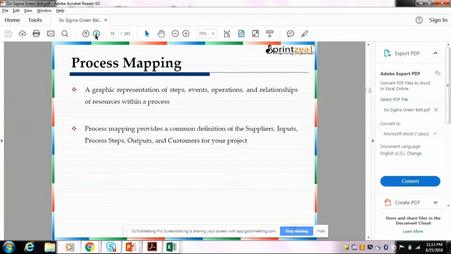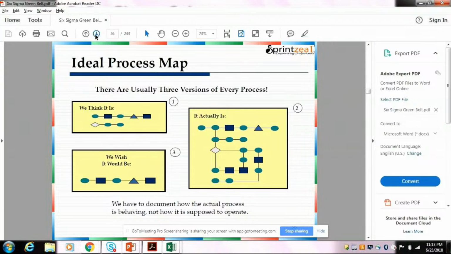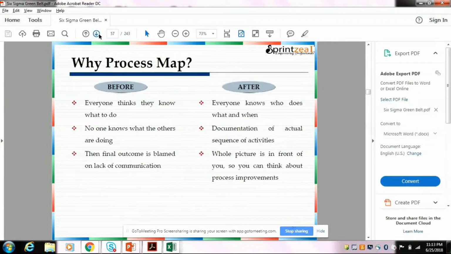So in the measure phase, the process maps are a bit detailed, just an expansion of the slide that we saw earlier. At number 1, what we think the process is. Number 2, what it actually is. It's far bigger than what we think it is. And what we wish it would be, number 3, would be very simple and very easy to interpret. Right? This is the ideal scenario, and we always strive to get there.